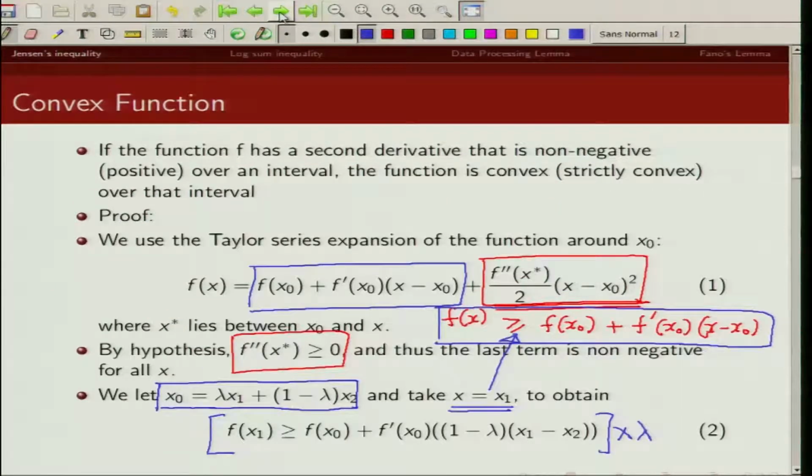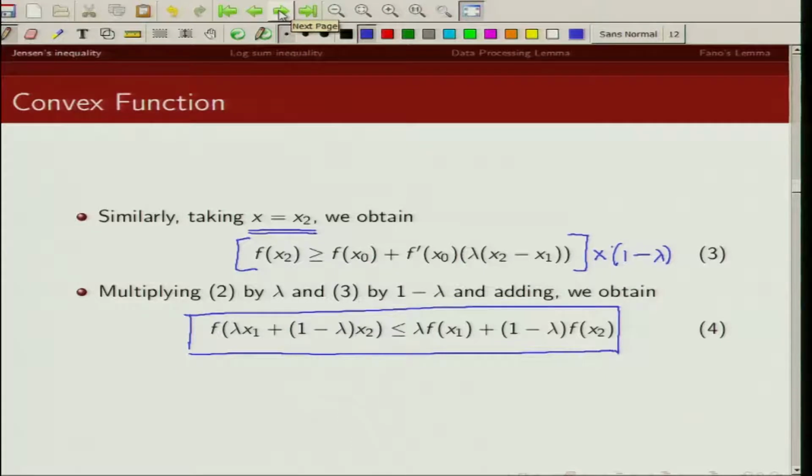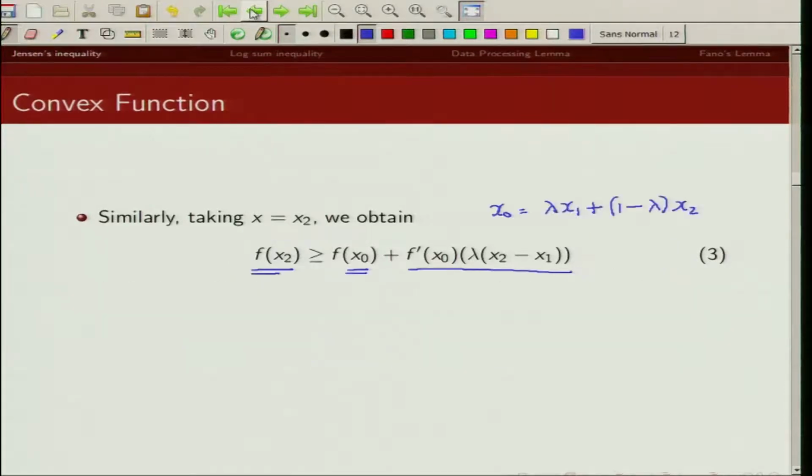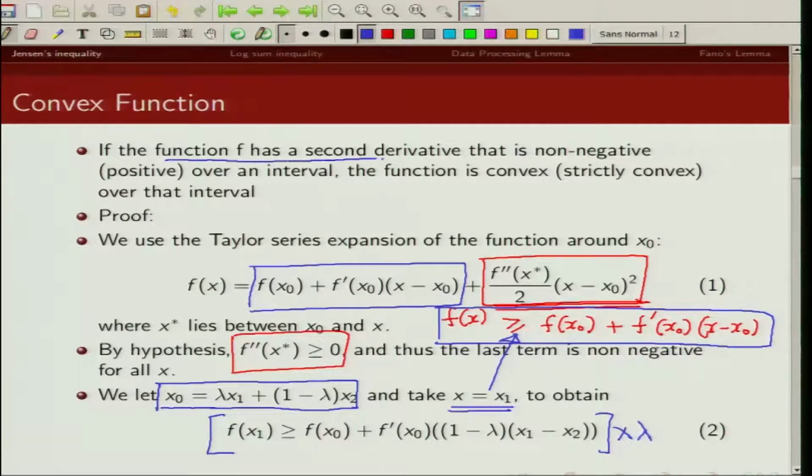Now go back and see what we have arrived at. We have arrived at the condition where the function evaluated at x naught is less than or equal to lambda f of x1 plus 1 minus lambda f of x2, and from the result I have just shown you, this is the condition for the function to be convex. Hence we have proved that if the second derivative is positive, then the function is convex. So if a function has a second derivative that is non-negative over the interval, then the function is convex, and if the second derivative is positive, then it is strictly convex. And similarly we can also show that if the second derivative is non-positive, then the function is concave.